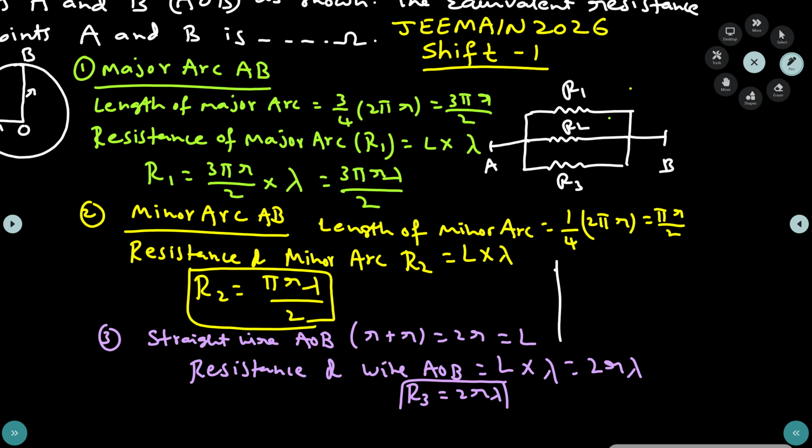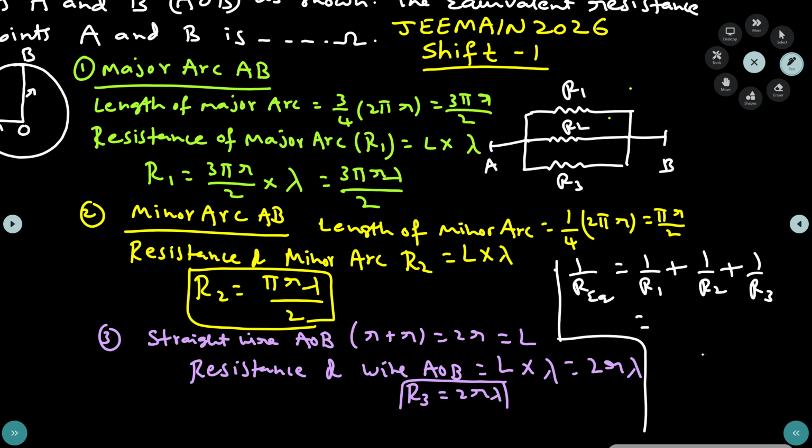So you can write 1 by R equivalent is 1 by R1 plus 1 by R2 plus 1 by R3. Now it's very simple. You just add: 1 by R1 is 2 by 3 pi r lambda, plus 1 by R2 is 2 by pi r lambda, plus 1 by R3 is 1 by 2r lambda.